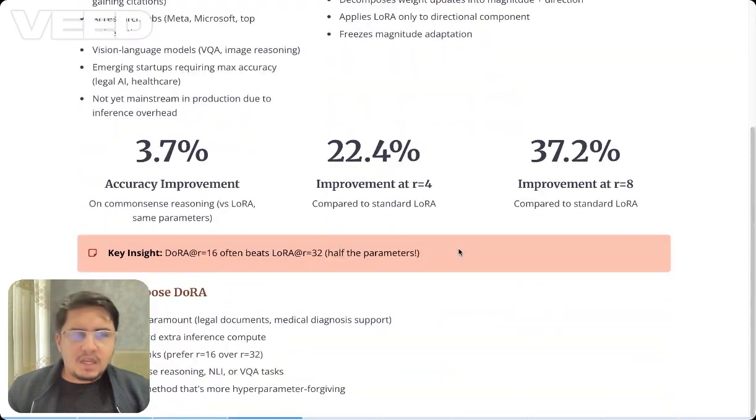You'd essentially choose DoRA where accuracy is paramount. You can afford a little bit of extra compute. Using lower ranks is preferred, because you would not want to scale to higher ranks as that would be an expensive computational overhead. And your tasks are primarily common sense reasoning. That's where DoRA primarily comes into play.